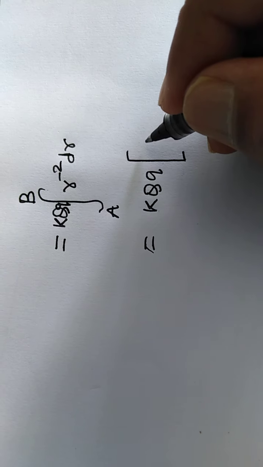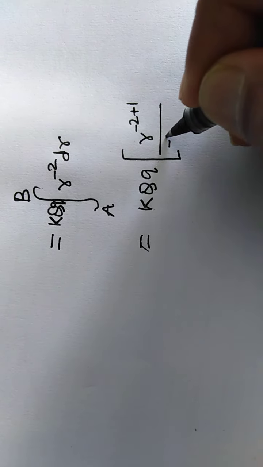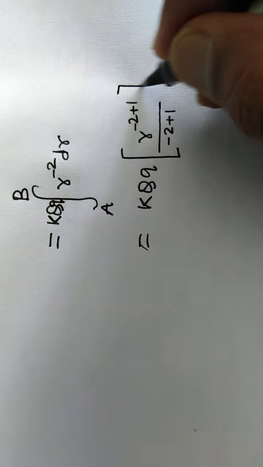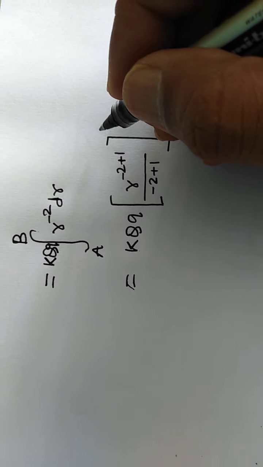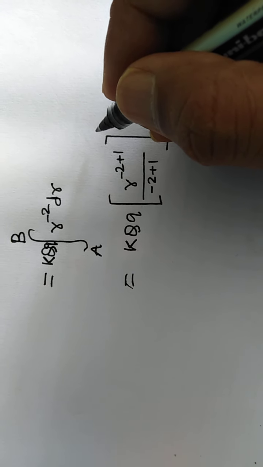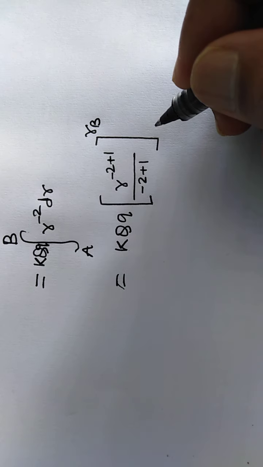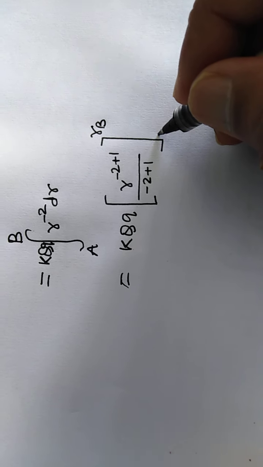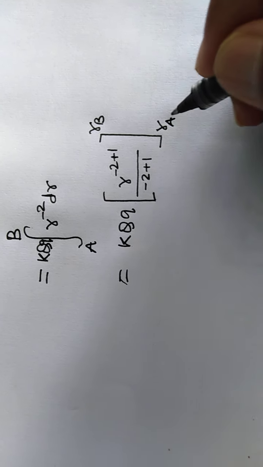So the integration of this integrand is r to the power minus 2 plus 1 by minus 2 plus 1. And for position B, the location of this point B is at a distance of rB from the location of charge Q, and the position of A is rA.